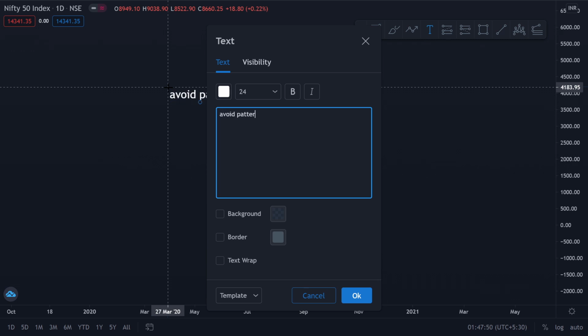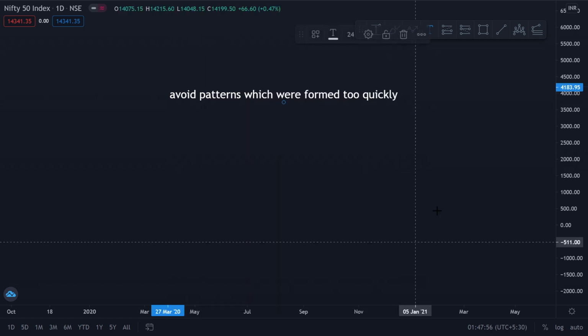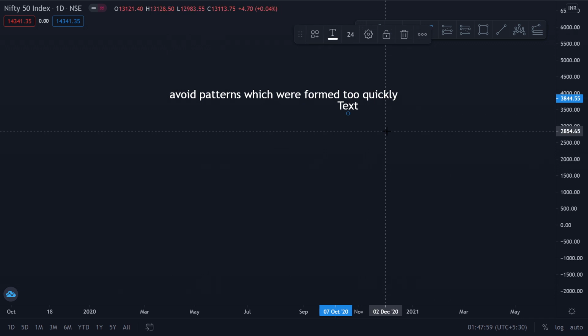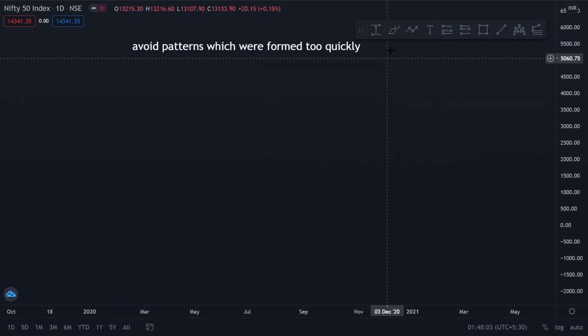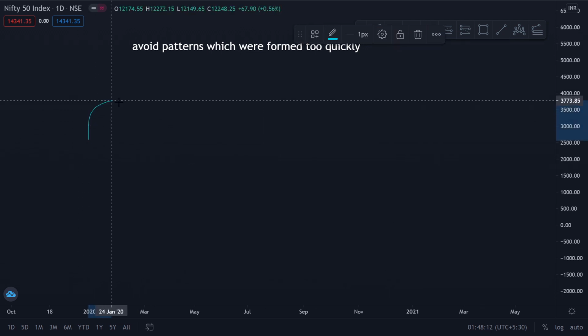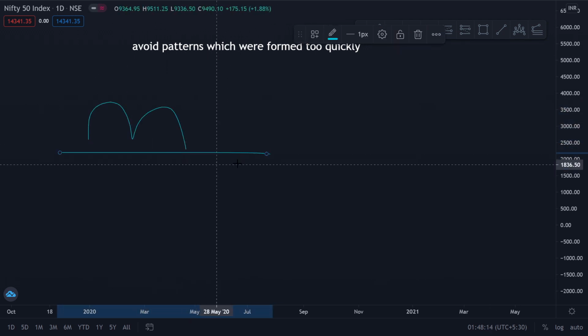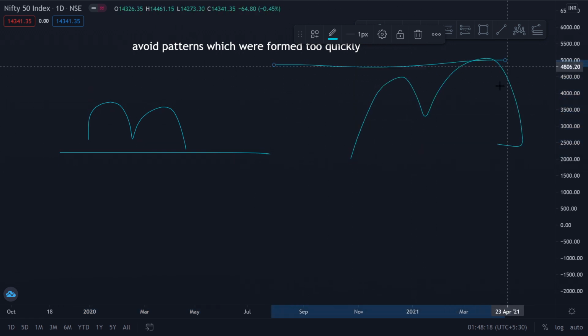Now the third one is to avoid patterns which were formed in very little time. Avoid patterns which were formed too quickly. Suppose you're looking at two separate daily charts and you have observed two separate head and shoulders patterns or two double top patterns. One double top pattern was formed in, let's say, 10 to 15 days, whereas the other one took longer and was formed in maybe a month or so.